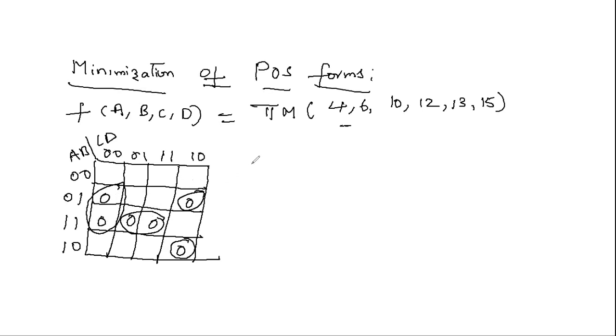When you are writing the answer, how are you going to write it down? F is equal to what? Suppose we give names to the groupings: 1, this is 2, this is 3, and this is 4. I am representing different groups with different colors.